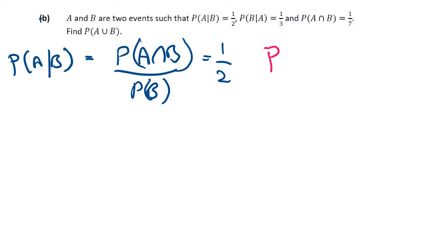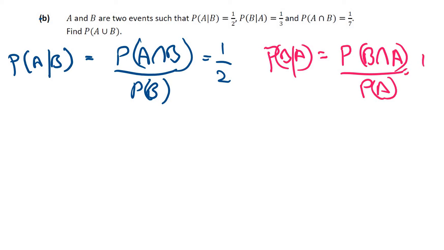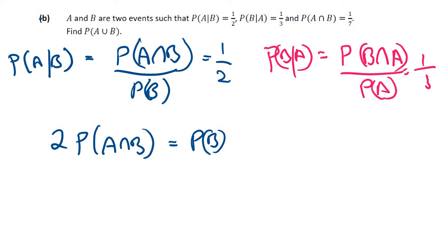On this side we have the probability of B given A is equal to the probability of B and A over the probability of A, and that's equal to 1/3. So dealing with the left hand side here, if I multiply both sides by 2 times P(B), I have twice the probability of A and B is equal to the probability of B. And on this side, do the same thing, so I cross multiply here. I've just rearranged that there: 3 times the probability of A intersection B is equal to the probability of A.